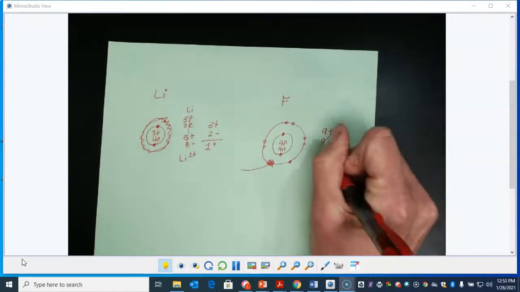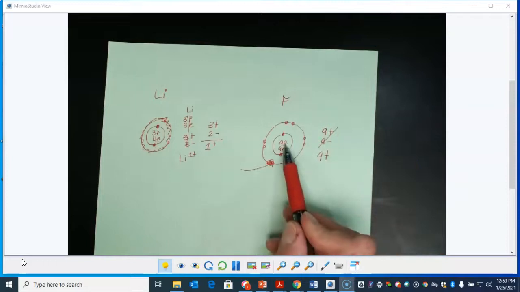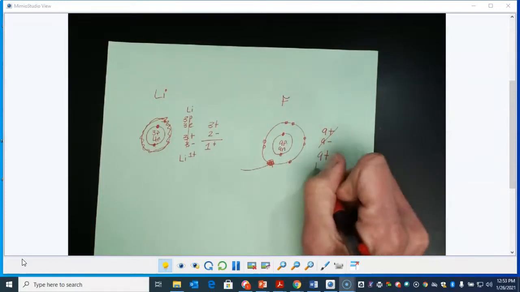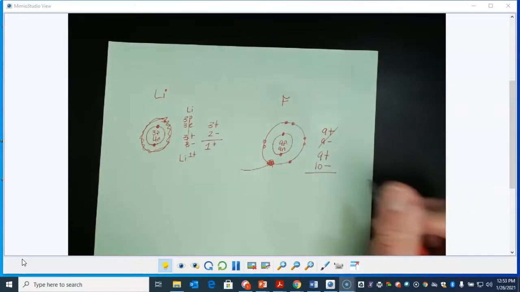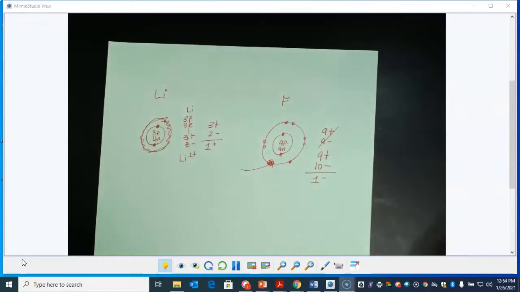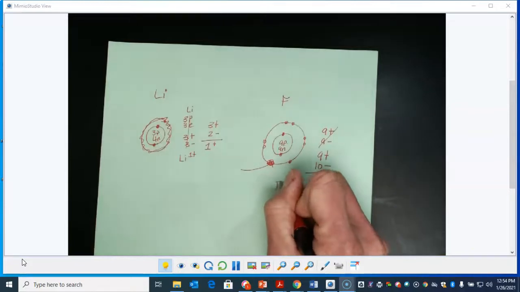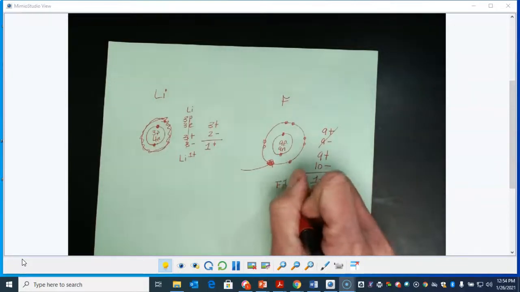When it does, we have 9 positive charges. That hasn't changed. But now we have 10 negative charges. That leaves us with 1 extra negative charge. So the symbol for this ion is 1 negative.